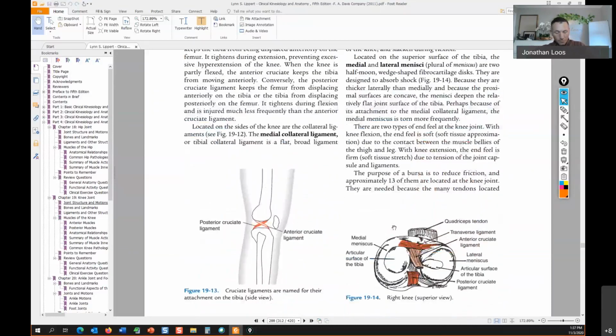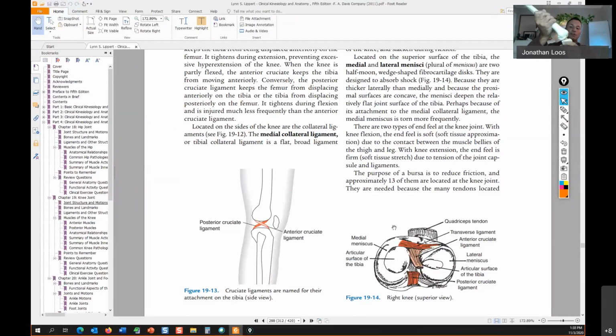I have a little video posted in the Blackboard shell and also integrated in the lecture, where you can see the mechanics of how the ACL and PCL work. Basically, the ACL and PCL are what cause the rolling and gliding. If I'm in this position and I roll backwards, the femur wants to come back, but it can't because of tension. Here my finger represents the ACL, coming from the front and going back behind there. As it starts to roll back, this wants to come back.